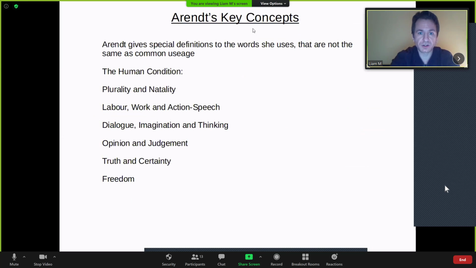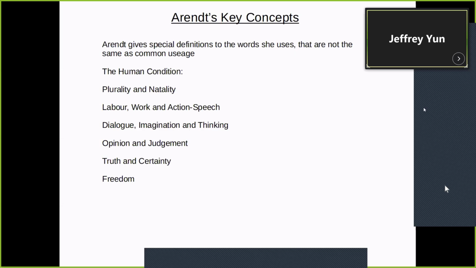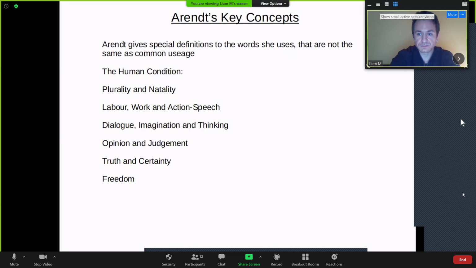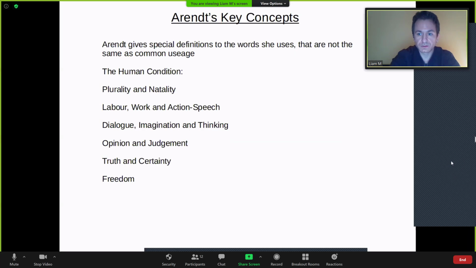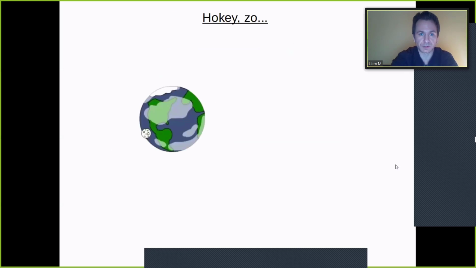So Arendt's key concepts that we're going to be looking at are these. And just to let you know, she uses these words, although they seem pretty ordinary, in very specific ways. So we're going to primarily just define them and see where it goes.